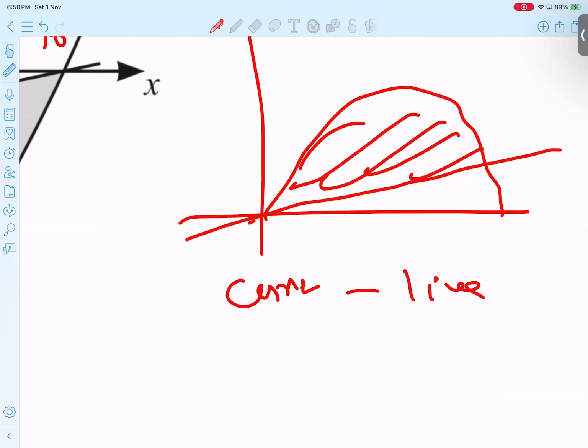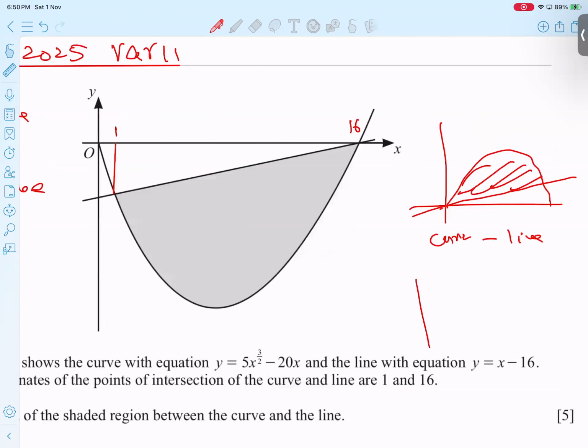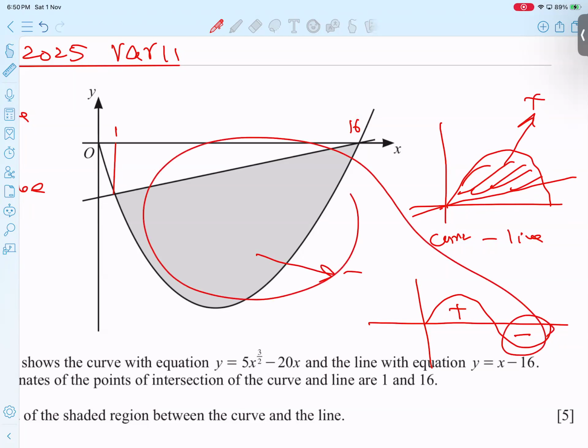Curve minus line. If you look carefully, students, we already discussed that area above the x-axis is positive and below the x-axis is negative. So this answer becomes positive, but this answer will become 100% negative. The reason is it lies below the x-axis. I think the point is very clear.